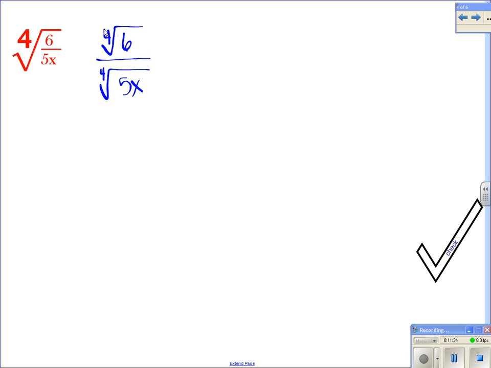Now we're looking for groups of size what? Yes, groups of 4 things matching. So right now on the bottom, all we have is a 5 and an x. So how many more 5s do we need? 3 more 5s. And how many more x's? 3 more x's. So we're not just going to multiply by the 4th root of 5x. We wouldn't have enough to make a group of 4 things so that we could take that out of the radical. So we need to multiply the top and the bottom by 3 more 5s and 3 more x's. Let's do that up here too.